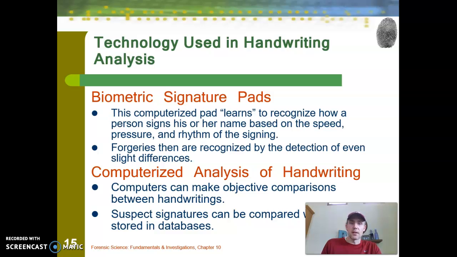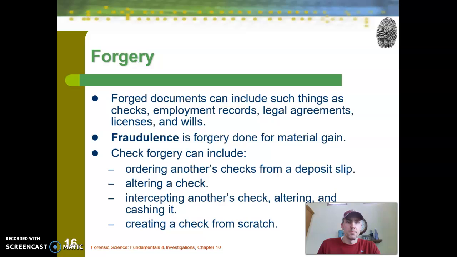We have some more modern techniques to collect handwriting, including biometric signature pads. These are going to look at how fast you sign your name, how much pressure you put on the pen, and the rhythm of the signing. We also have computers that can analyze handwriting as well.